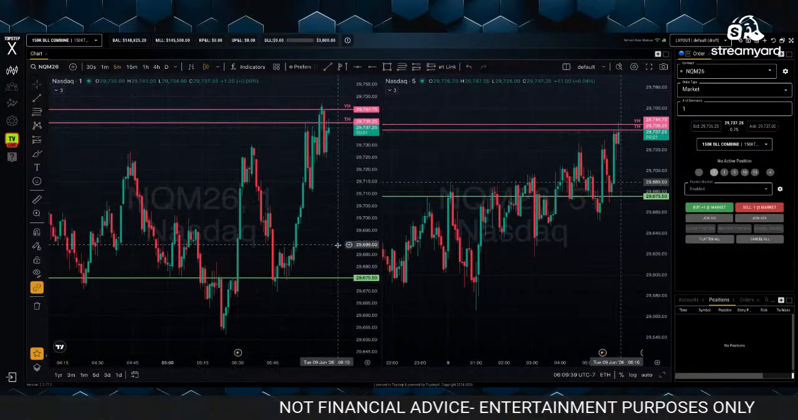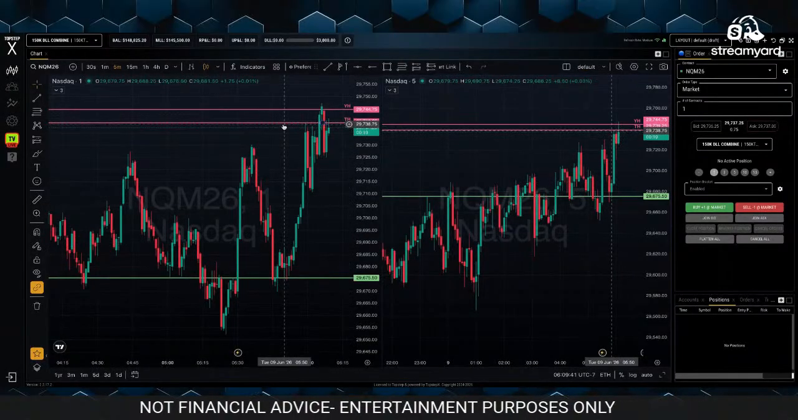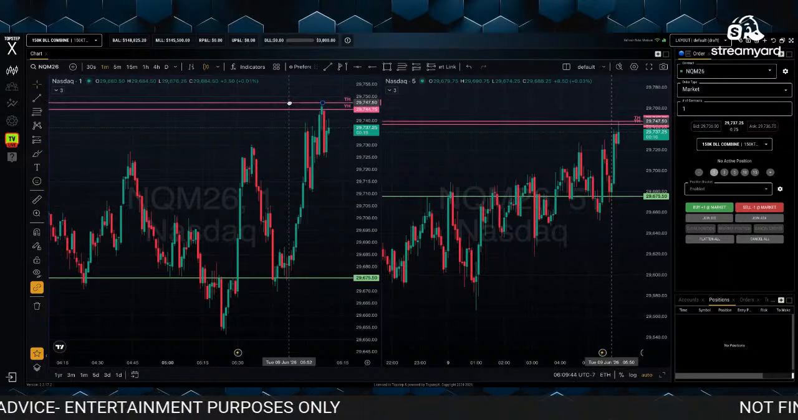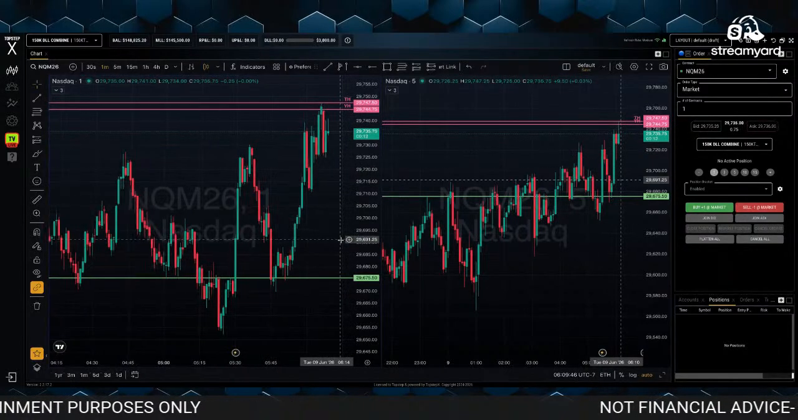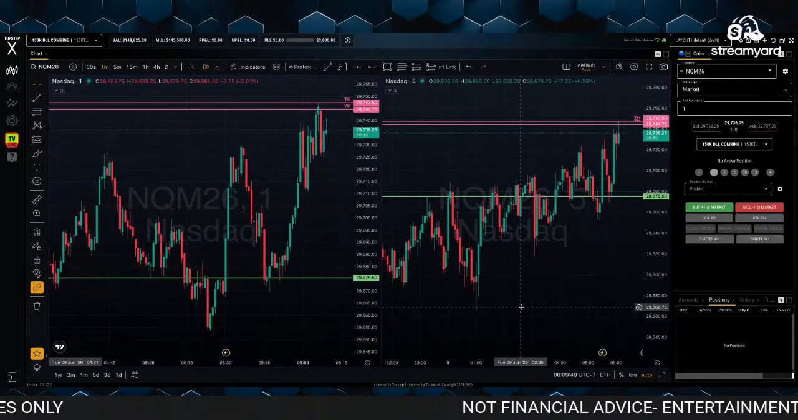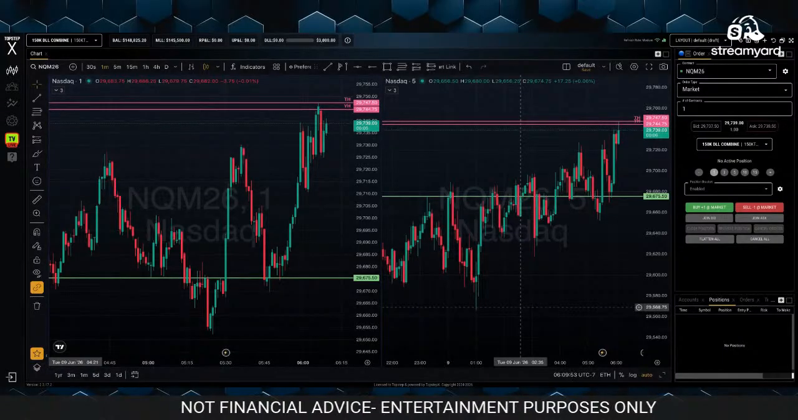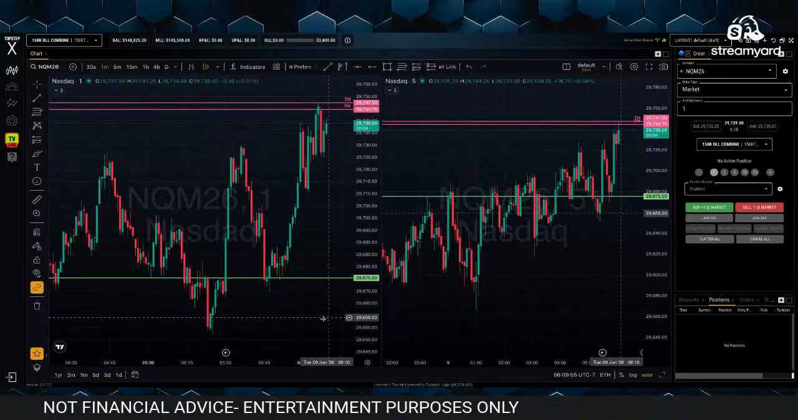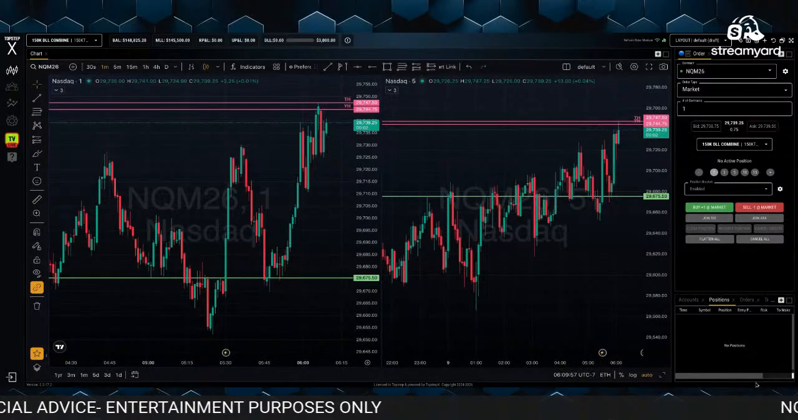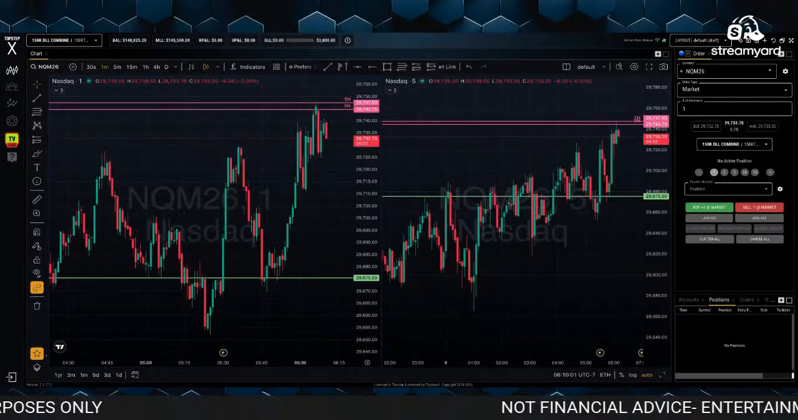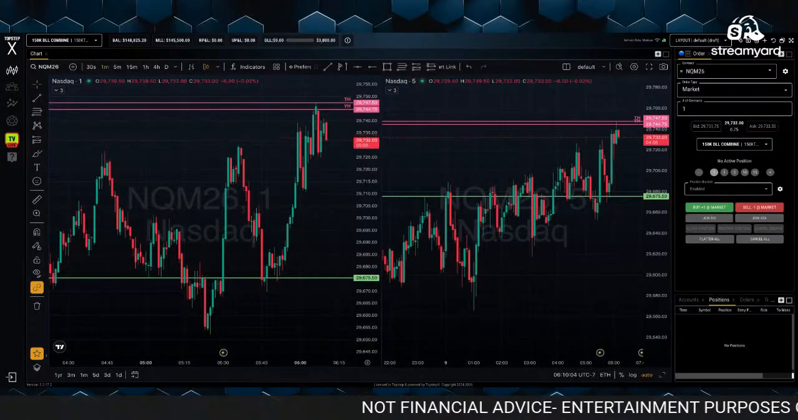So I'm gonna move this level because I have this as today's high, so it actually broke yesterday's already. I'll move it there since this is a new move, and just kind of watch it. I'm not gonna do anything now till about 6:30.